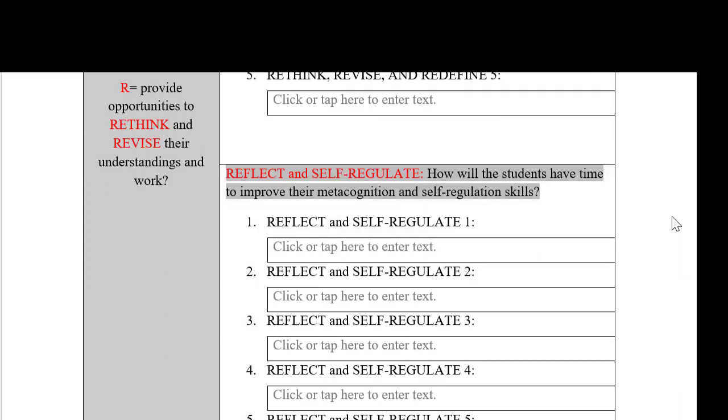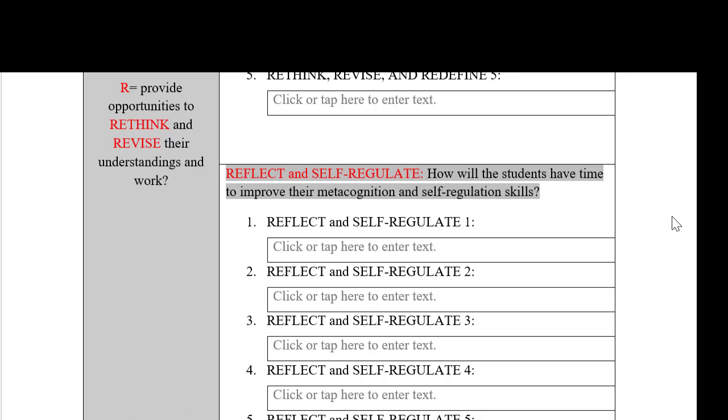Next is the reflect and self-regulate. Going right along with them rethinking, you want to make sure that they have time to think out and actually self-regulate. Are they understanding the material? Are they getting frustrated because they aren't understanding it right away? Are they getting mad that they have to edit and turn it back in? Are they rushing through the work just to get done because they aren't understanding the benefit that it has to them? Make sure that you have some sort of self-assessment.